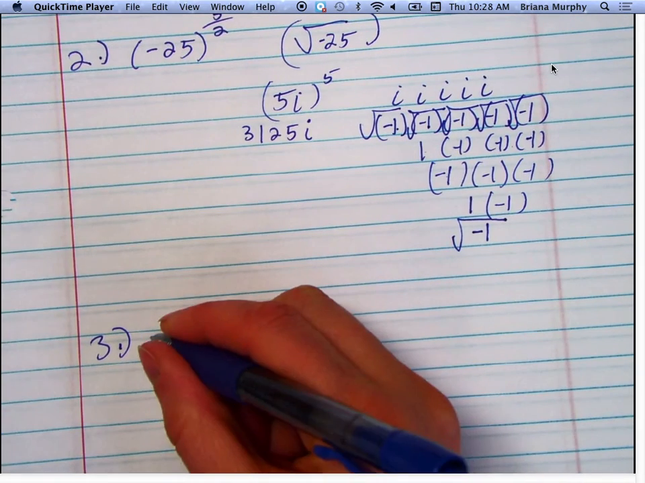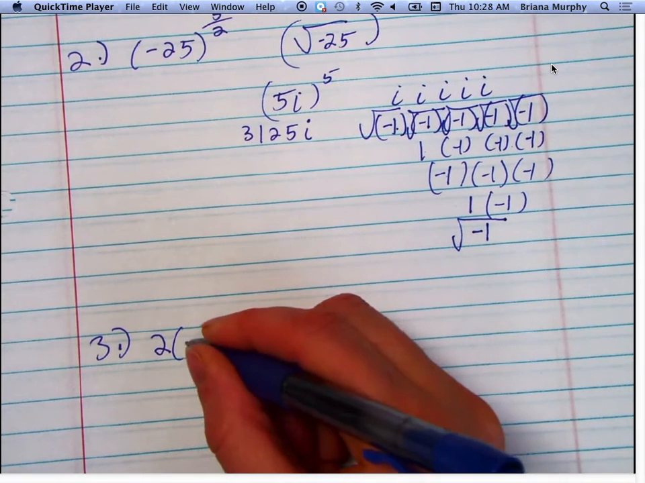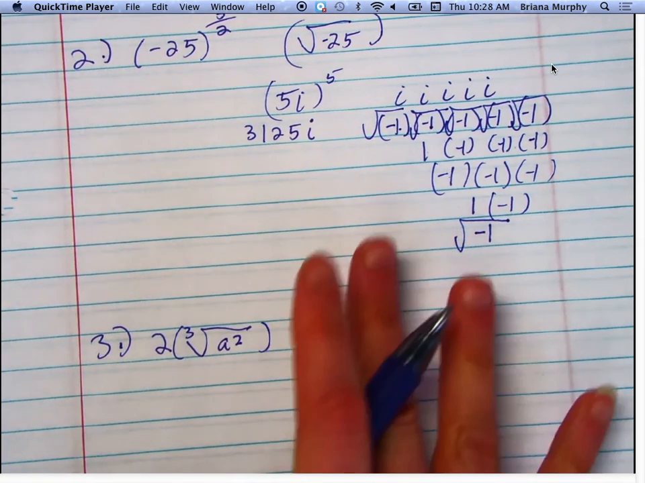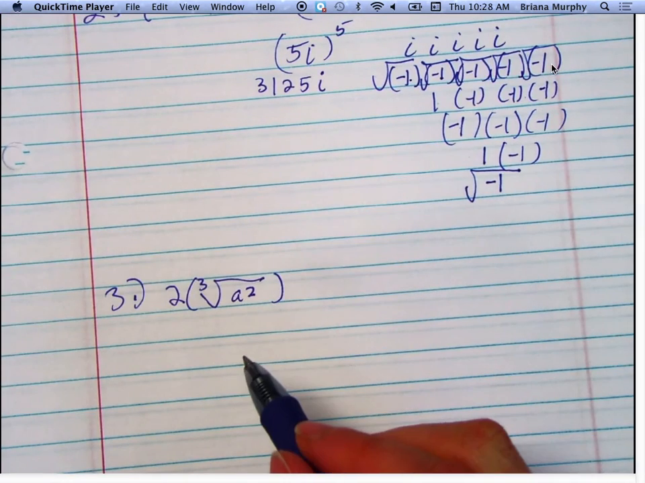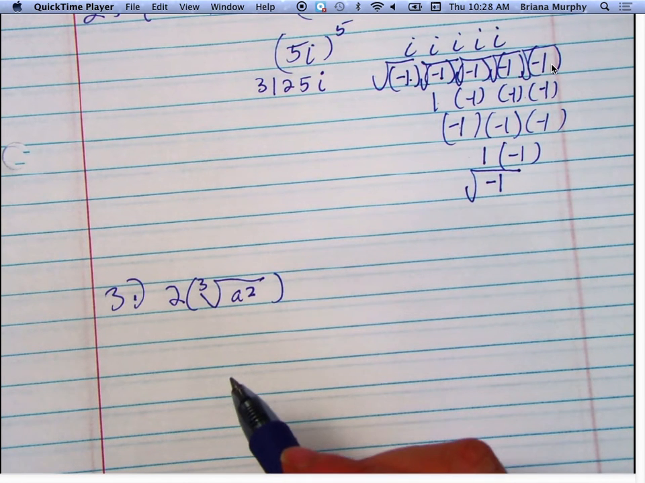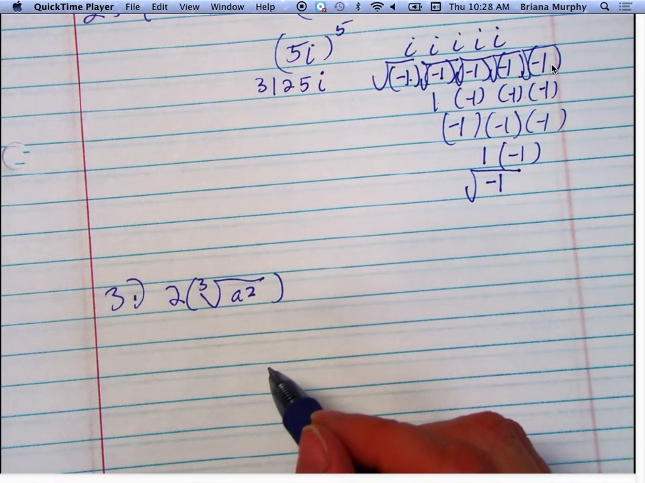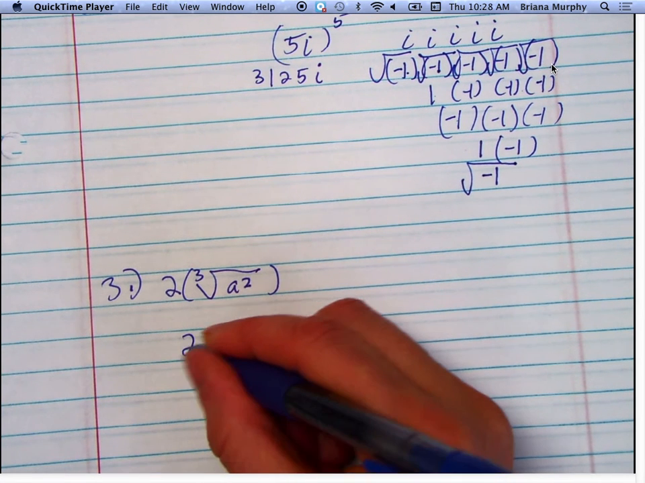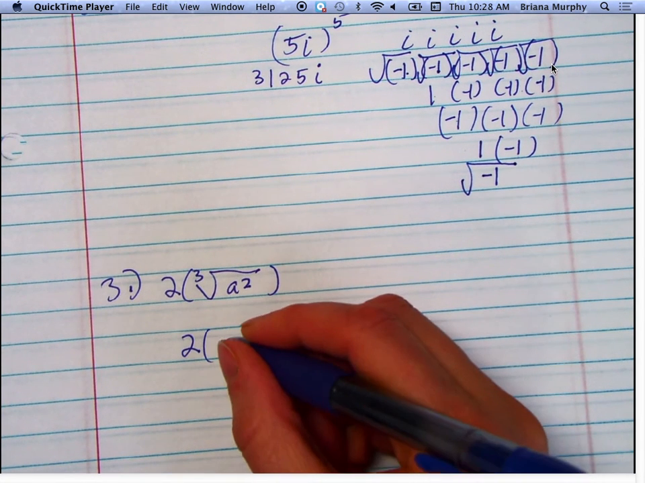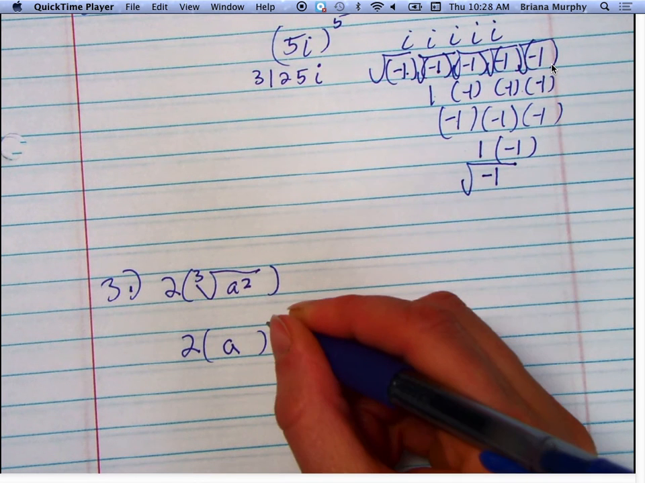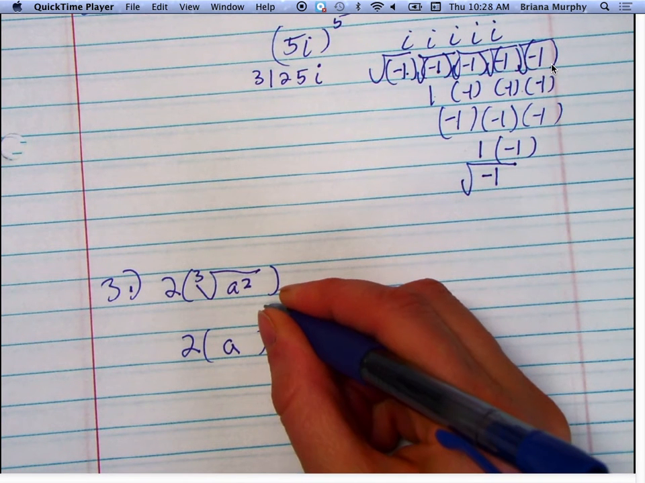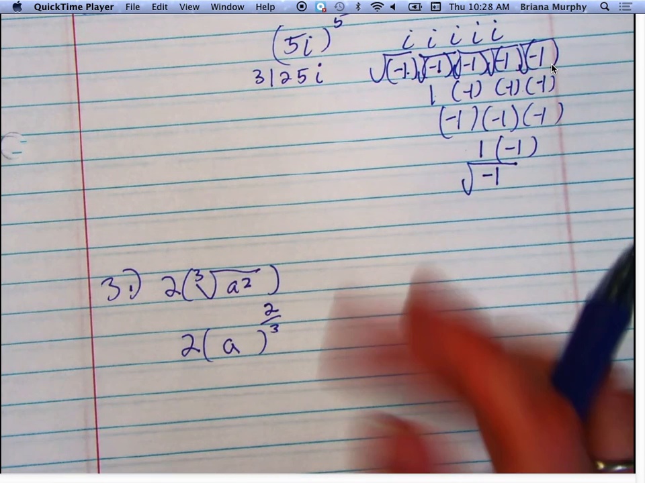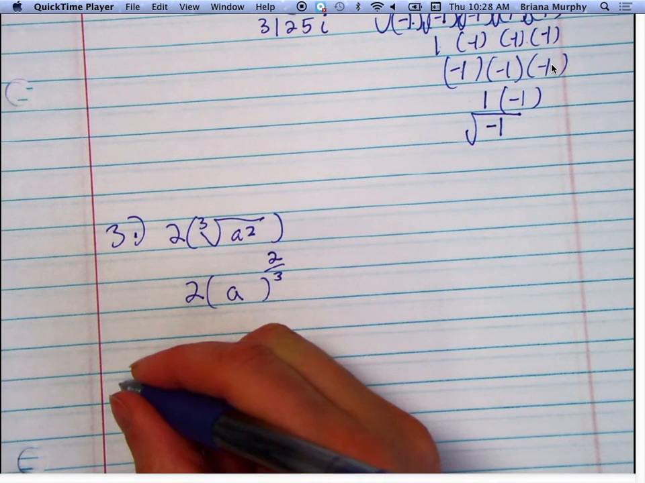All right, 3. We've got 2 times the square root of a squared, cube rooted. What is this going to look like in exponent form instead of radical form? So we're going to have 2, right, in the front, parentheses, a to the 2/3, right, because we've got to have the 2 on the bottom. Okay. All right, one more.